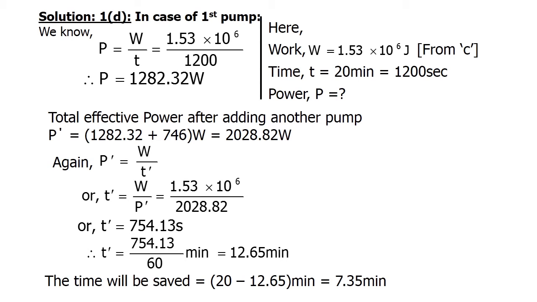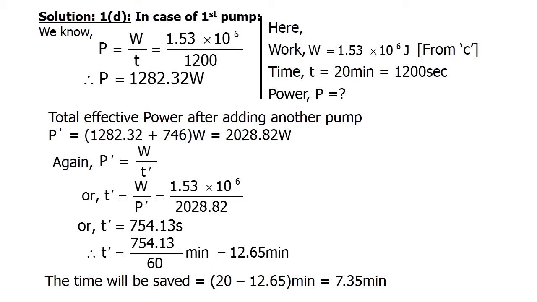Let us have a look. We have to calculate the time when another engine is added to the former engine and how much time is saved. First of all, we have to calculate the power of the first engine. We have already calculated the work, which is 1.53 into 10 to the power 6 joule, and the time is given as 20 minutes. That means the first pump will take 20 minutes to empty the well completely.